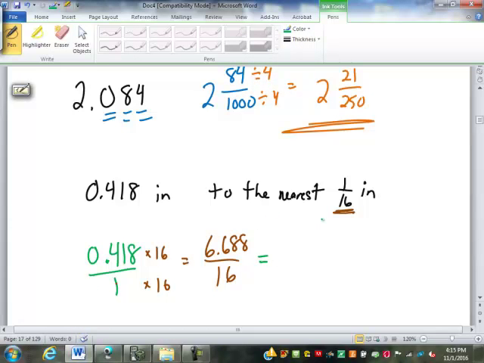Now obviously that's not to the nearest 16th. That's a decimal right now. But what this is telling us is that this is between 6 sixteenths and 7 sixteenths. Well, which one is it closer to? Well, 6.6, that would round down to 6 or up to 7? Up to 7. Yeah. Because if the tenths digit is 5 or larger, it rounds up to the next whole number.